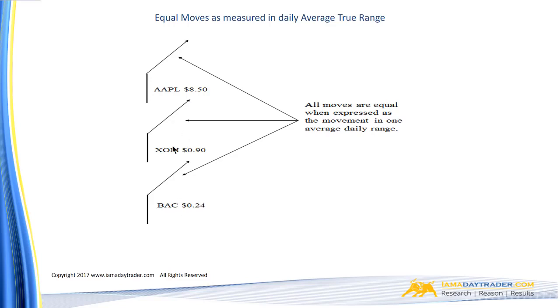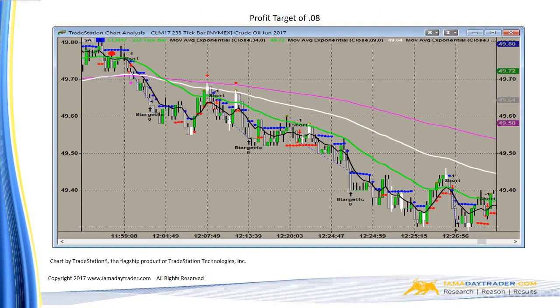So I'm looking for a trade for Bank of America, one average true range, just like the other two stocks, but what's my profit objective? 1 ATR, in this particular case, of 24 cents. Now let's put this information in regards to our normal trading for crude and our tick charts.